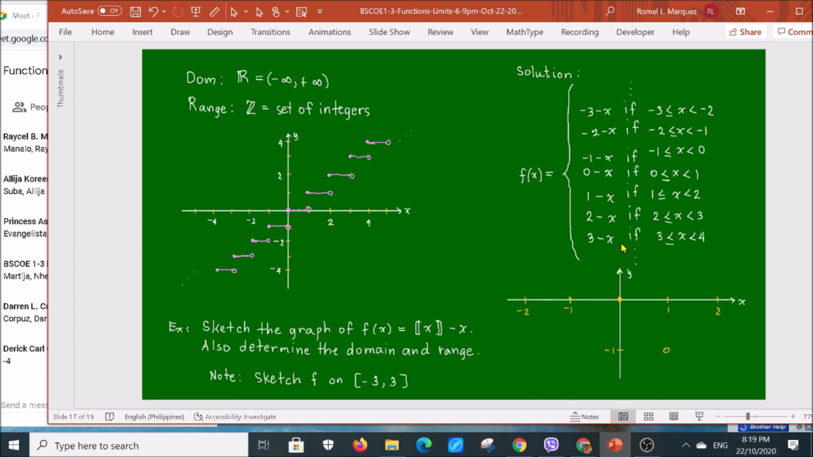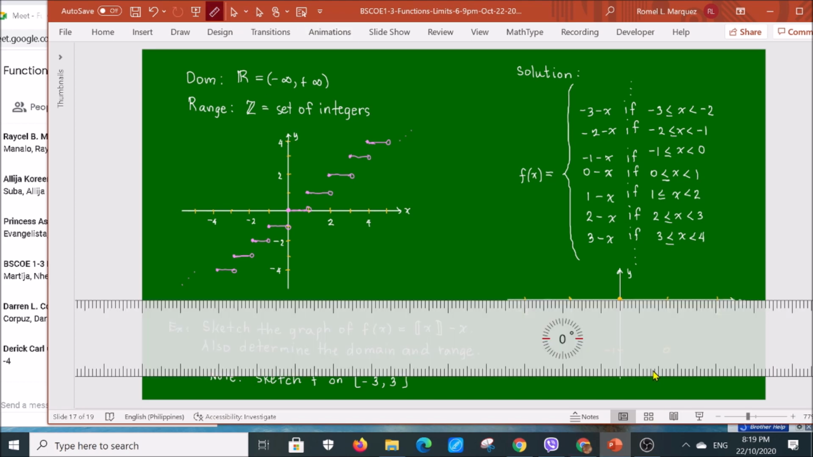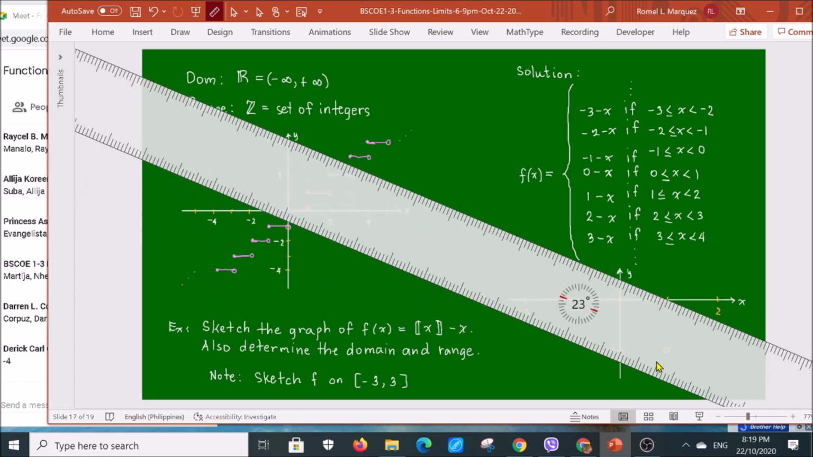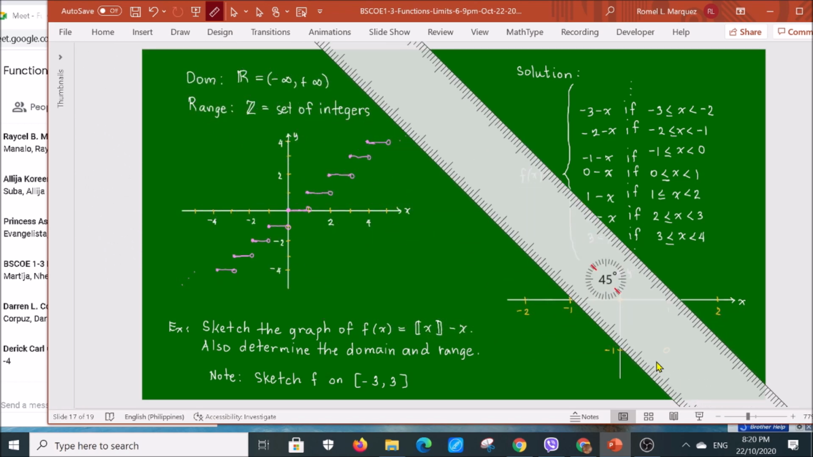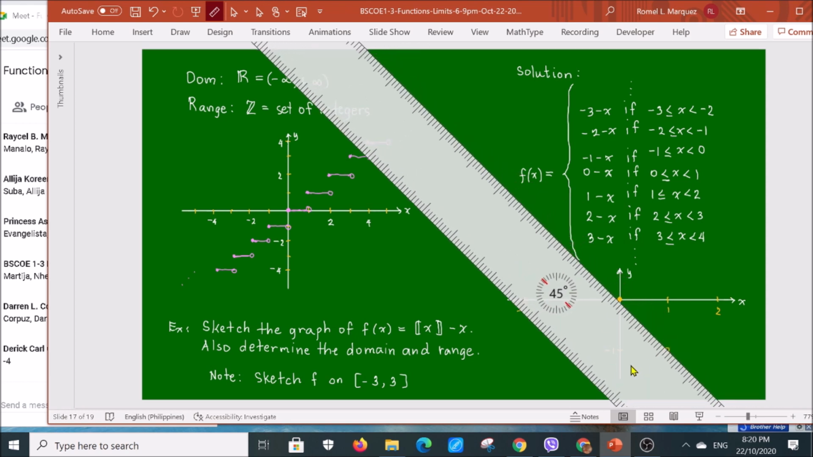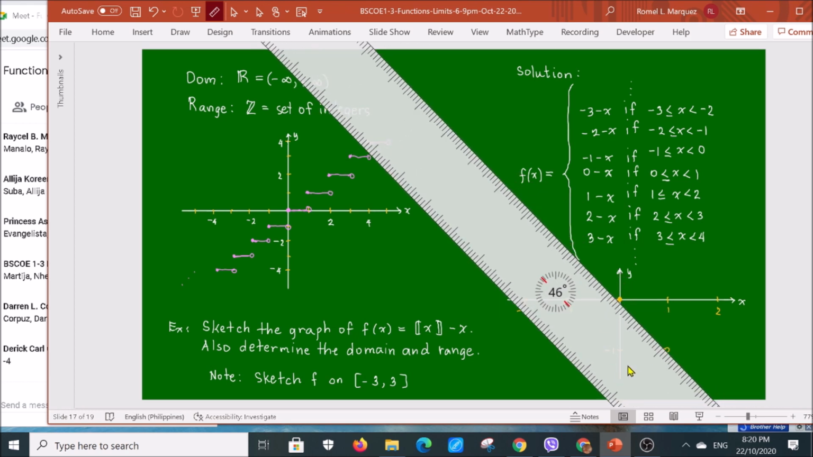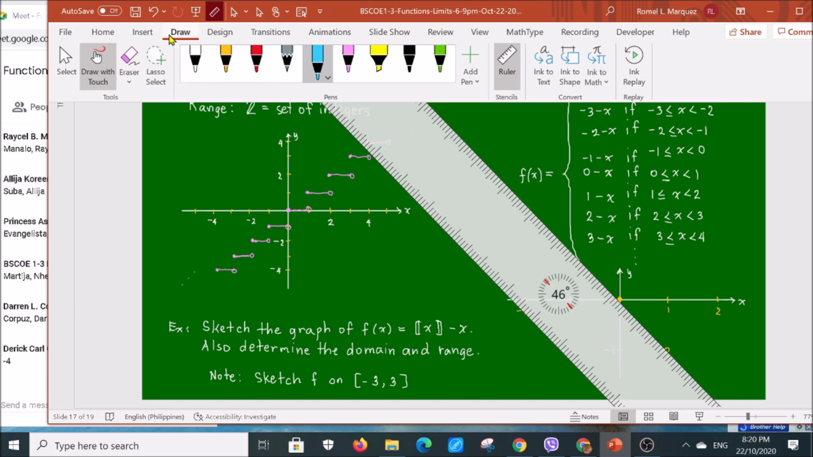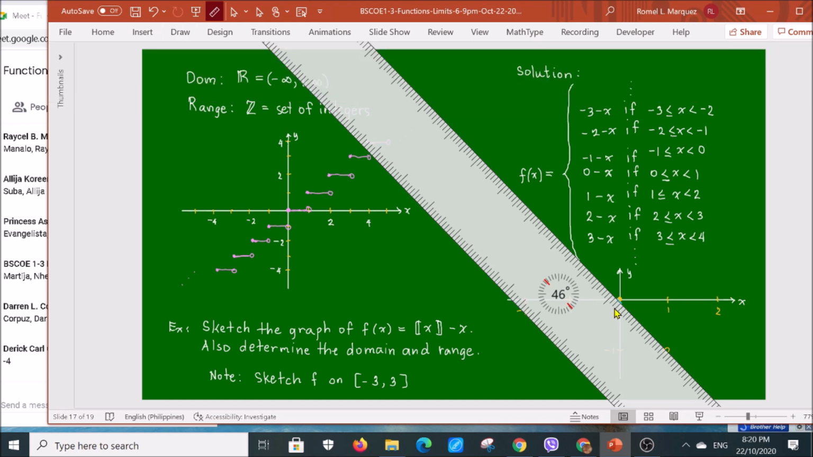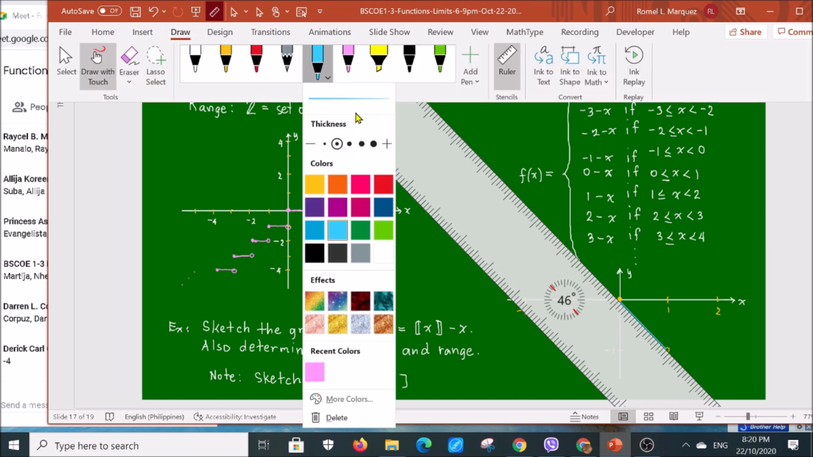Because it is not included. What about if x is... let's draw that. Be ready with the ruler. That is inclined 45 degrees, I think. Here it goes. So that's the graph. Let's use the blue one, and let me make it thicker.